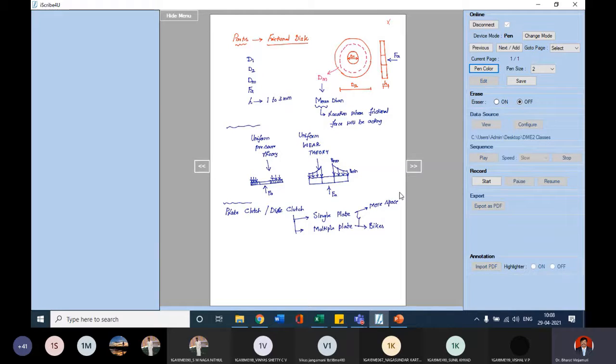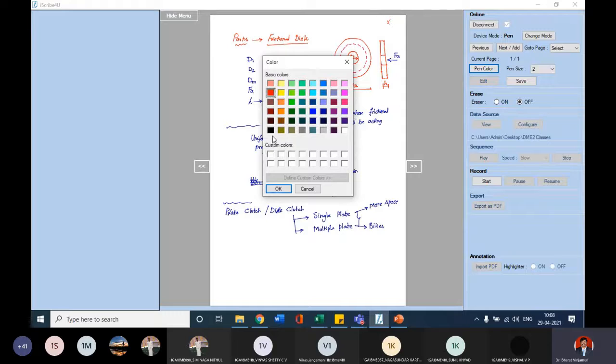At this point, we have 5 equations. Basically, for both clutches, the design procedure has 5 equations. Let me write all the 5 equations for you.